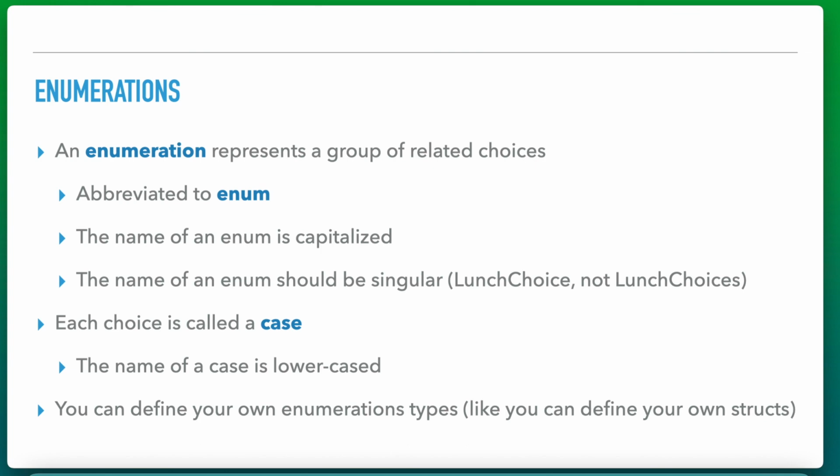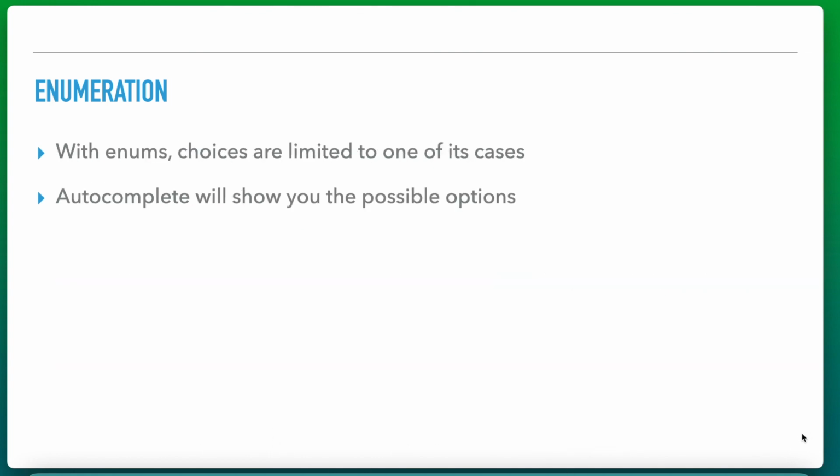Each choice is called a case. The name of a case is lowercased. So if you have 3 or 5 controlled choices, then you would have 3 or 5 cases. You can define your own enumeration types, just like you can define your own structures. A few more notes here.